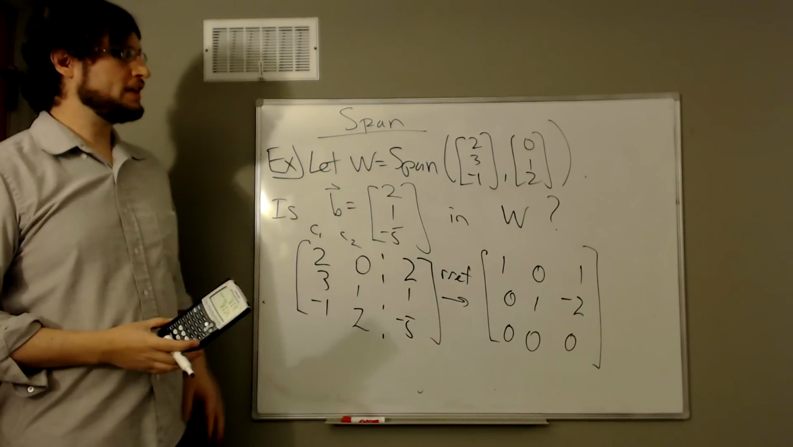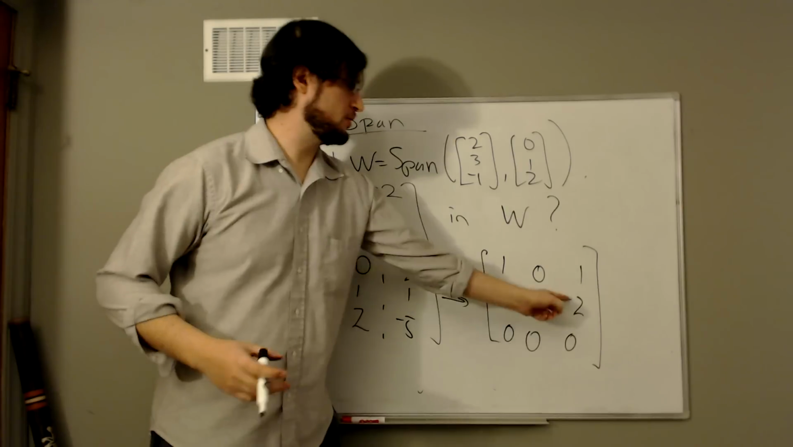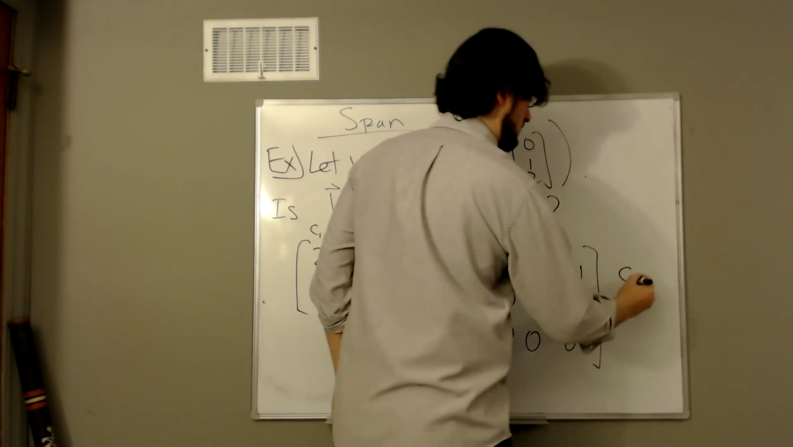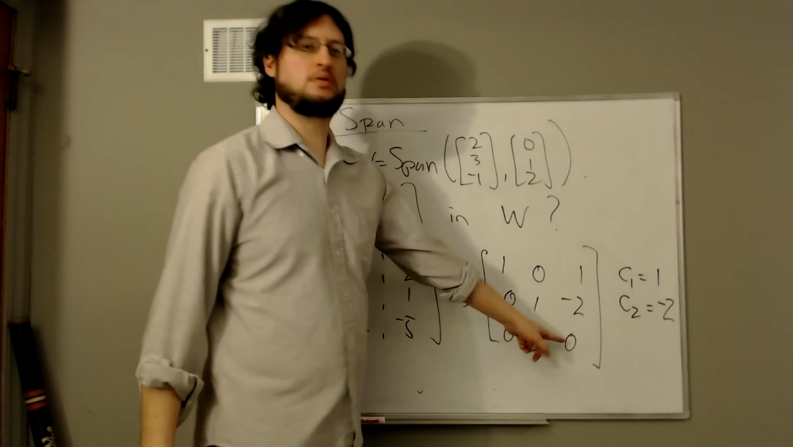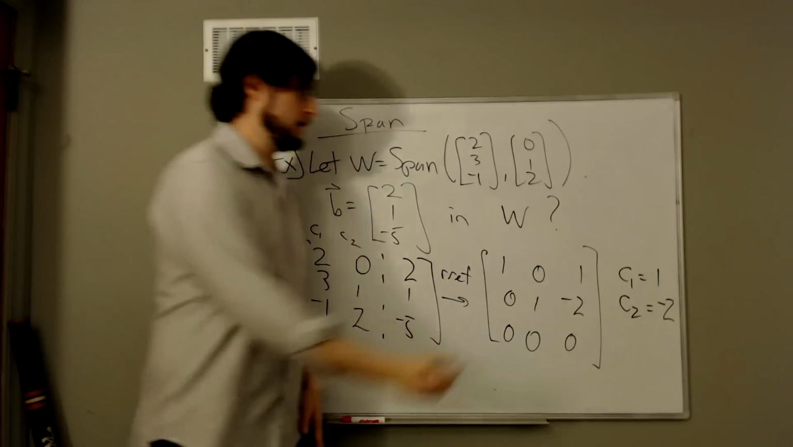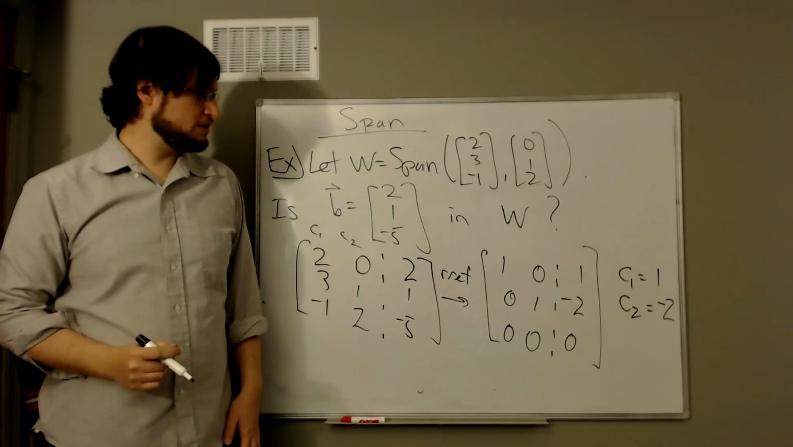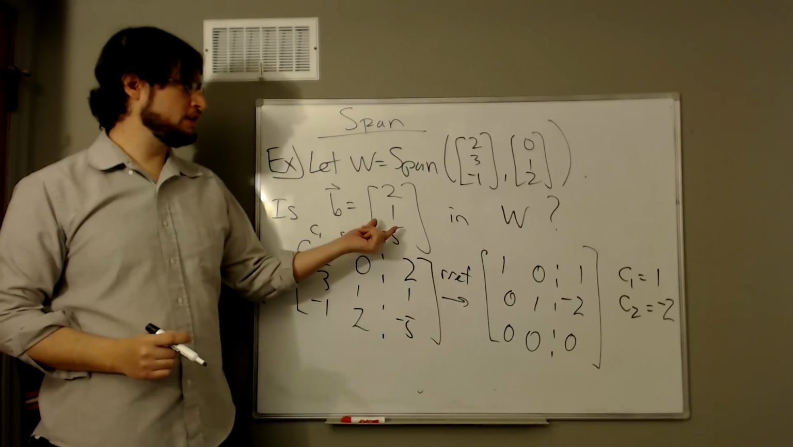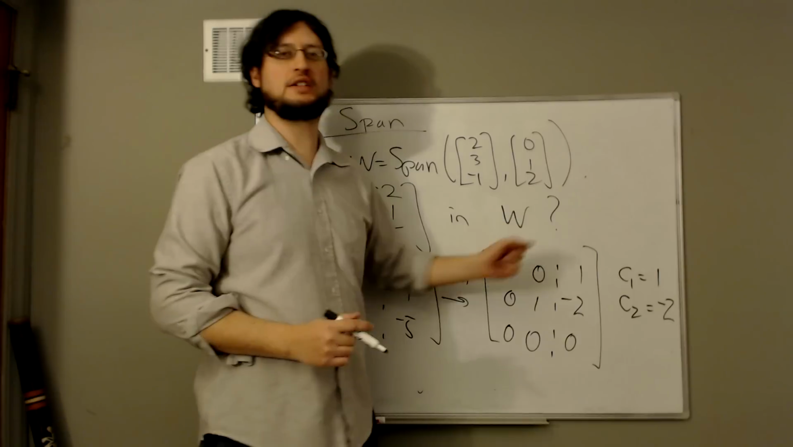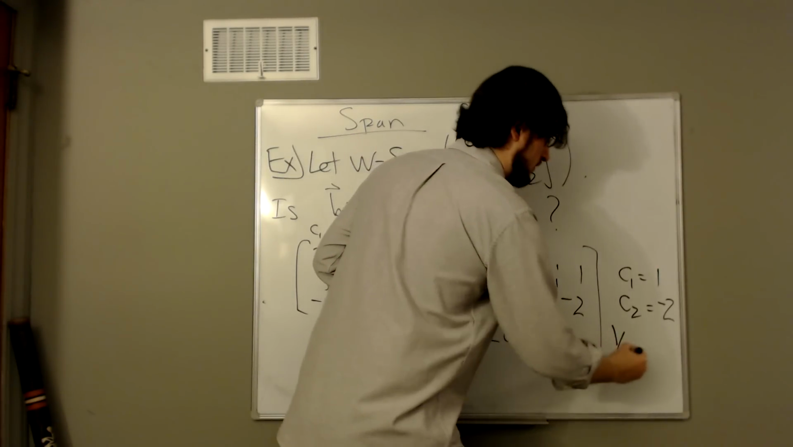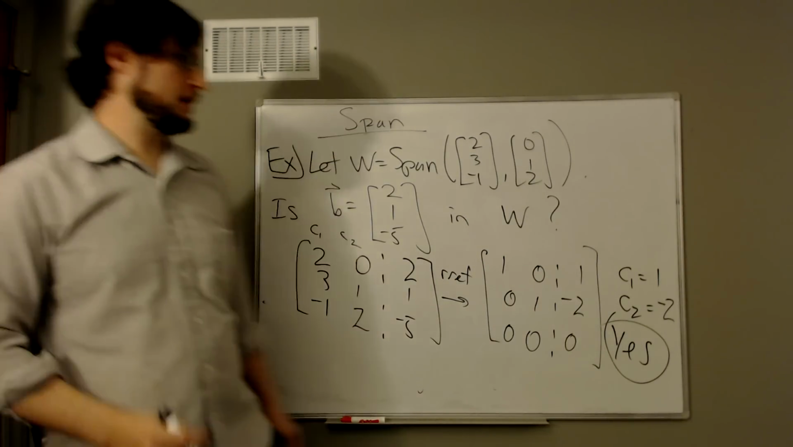This corresponds to a consistent system because it reads C1 is 1, C2 is minus 2. And the last line is 0 equals 0, which is okay. That's not a problem. And so the answer to this question is yes, b is in the span of these vectors because the system that we get back is a consistent system. And so we can answer yes.